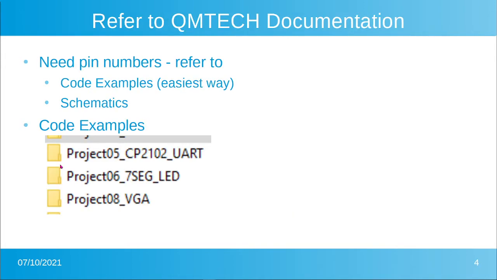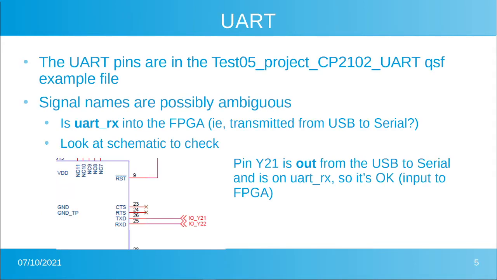Of those 3 devices, for 2 of the 3, the UART and the 7-segment, there are projects and example code for them, so we can grab the pinouts that way from the QSF files. We showed how to do that in the previous video. One part that was a little bit ambiguous was when it said UART transmit or UART receive, was that out of the FPGA or into the USB to serial bridge. Looking at the schematic confirmed that USB UART is transmitted out of the USB to serial and received into the FPGA. So it truly is UART receive in the FPGA.